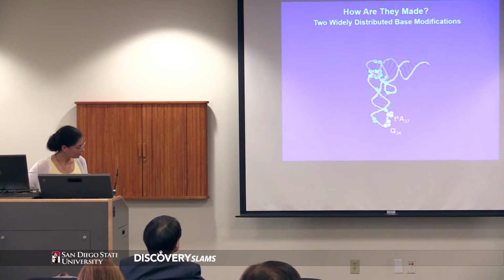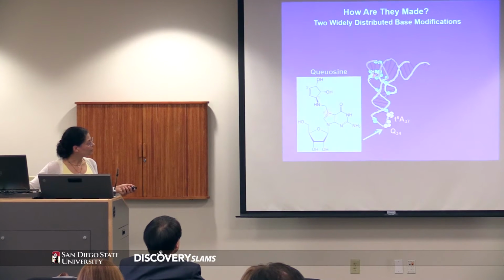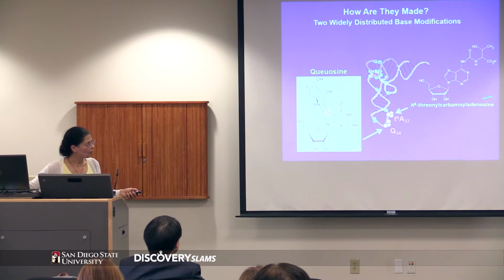So how are they made? We were interested in that, but we focused particularly on two modifications. Queuosine, which looks like this. It's a guanine base that has lost a nitrogen here and has a huge moiety added to it. And another one we call T6A. It has this long name, and it's basically an adenosine, the basic nucleobase, that has been modified with a carbamoyl and a threonine moiety, which is an amino acid.